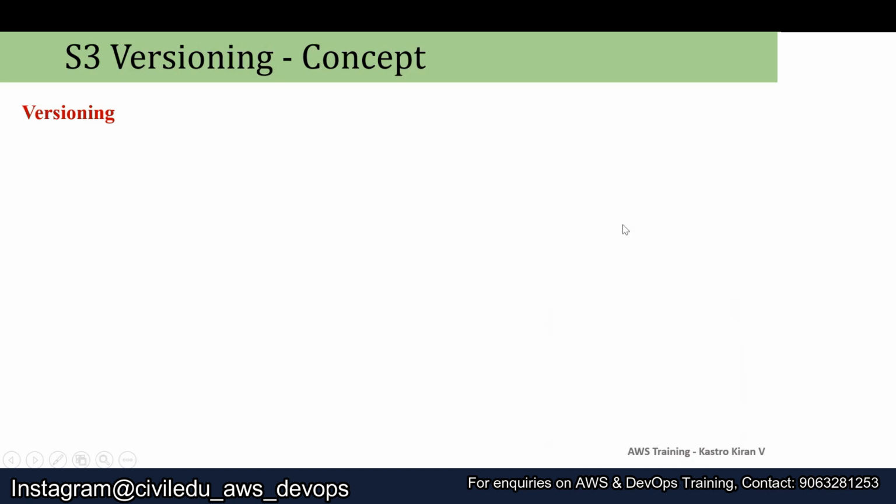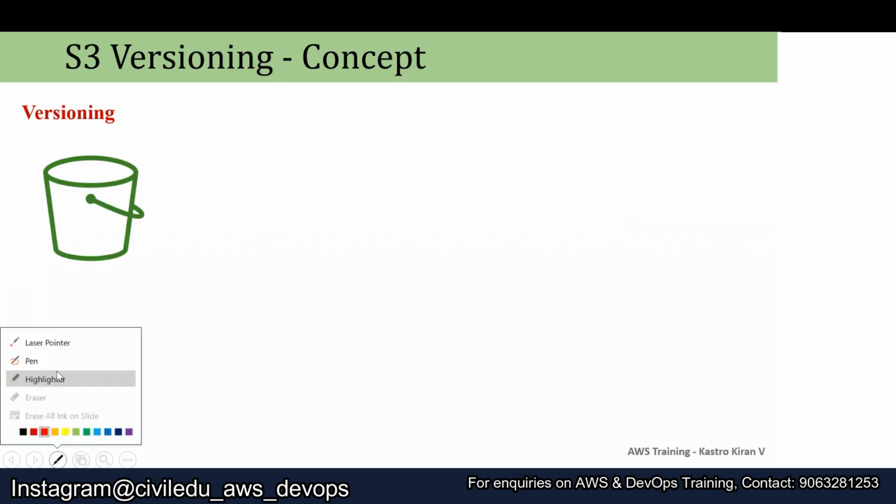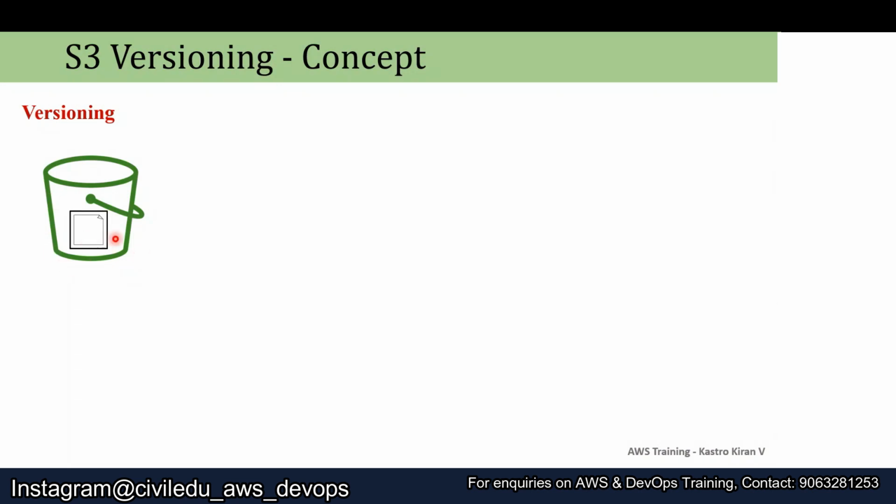Here the scenario is, let's say I have created one S3 bucket. We all know how to create an S3 bucket. Now in this S3 bucket, let us say that I have uploaded one object. Let's say I have uploaded one text file.